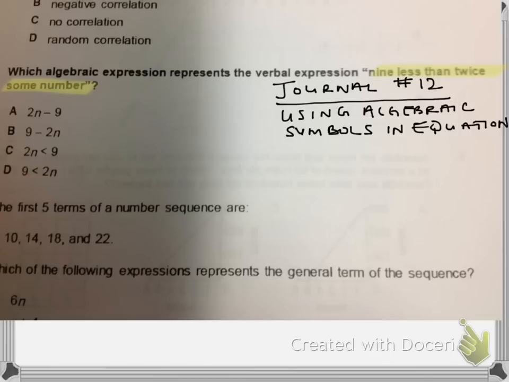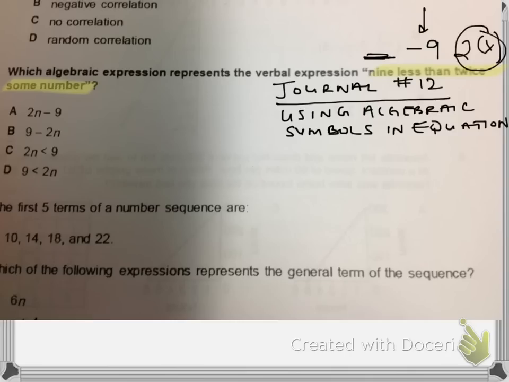9 less than. Again, that means minus 9. There still has to be something here. That says 9 less than. So there's still got to be something in this spot here. Twice means 2 times. Some number, an unknown variable. Some number just means x or something like that. In this case, I think it's n. So 9 less than twice another number.